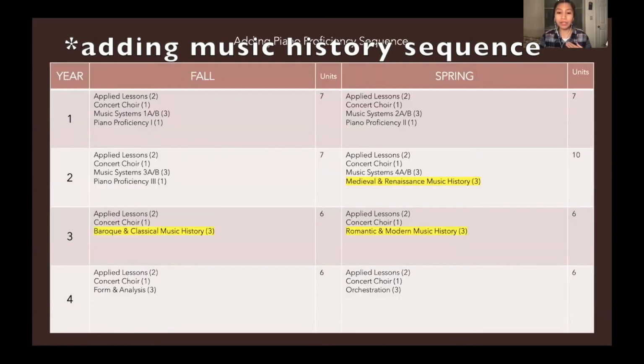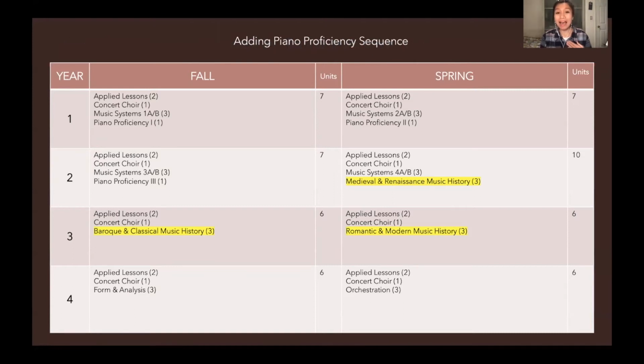I would recommend you start your music history sequence halfway through your 2nd year, just like how I have it here. Of course, you can move it down as you need to. As we're adding more classes, pay attention to the unit load and how it increases. As a music ed major, you just take a lot of classes.